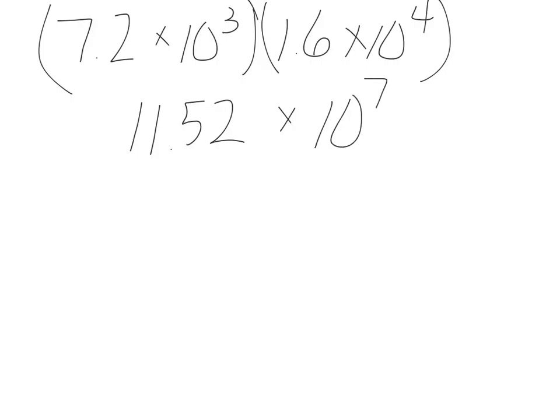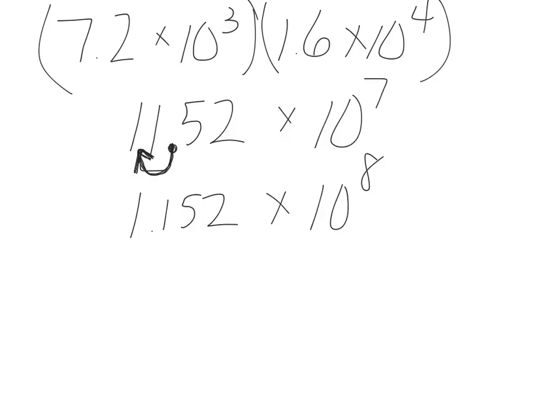Now, looks like you're done, but you only want one number in front of the decimal. So I'm going to move this to right there. So that means it's not 11.52, it's 1.152. And the easy way for me to remember this is, since I have made this number over here smaller, I make this number over here bigger. So it's times 10 to the 8th.